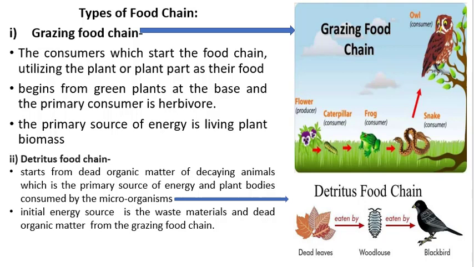Detritus food chain. Under the detritus food chain, the process starts from dead organic matter of decaying animals, which is the primary source of energy, and the plant body is consumed by microorganisms. Here the initial energy source is the waste materials and dead organic matter from the grazing food chain.